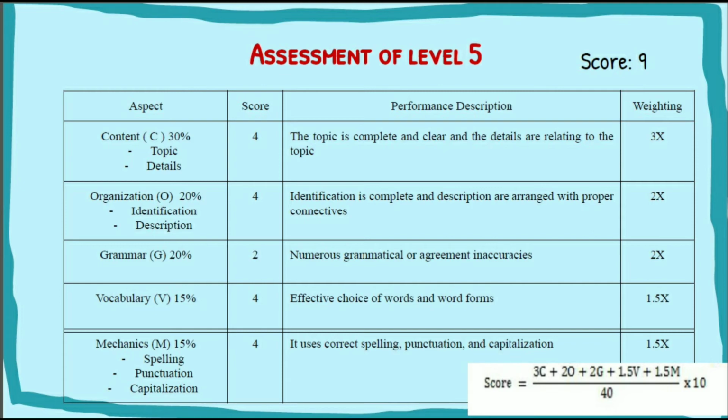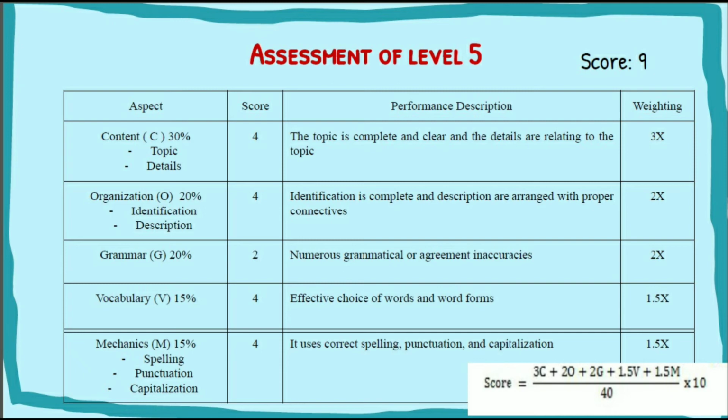For the performance description, the topic is complete and clear, and the details are relating to the topic. For the weighting, it is times 3. The next aspect is organization. The score is 4, and the performance description: identification is complete and descriptions are arranged with proper connectives.